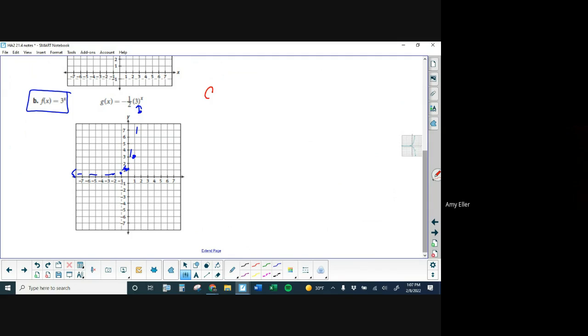Let me write this bigger. This is what we're going to do next. We're going to plot this function, but we're not going to use an XY table. We're going to use our parent function and our transformations. So this means I have a vertical what? Shrink by a factor of 1/2. So every height, half. Every single height is getting shrunk by 1/2.